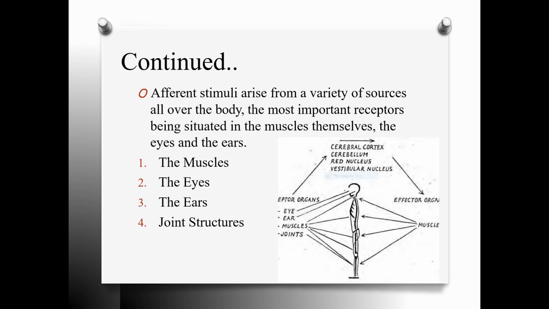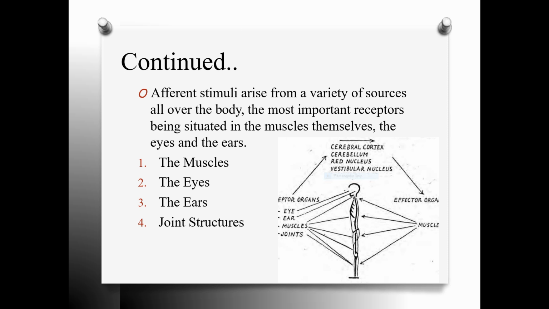From this figure, you can see these are the receptor organs: eyes, ears, muscles, and joints. Together these form the input to the cortex, cerebellum, red nucleus, and vestibular nucleus. All this together will give a response to the effector organ, which is the muscles. Which muscles? Anti-gravity muscles specifically. This will maintain the posture.